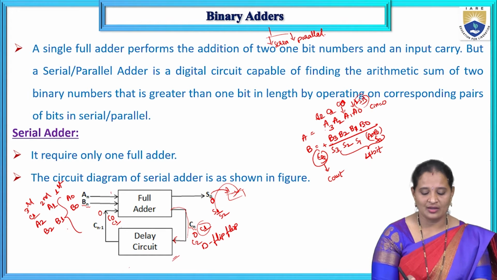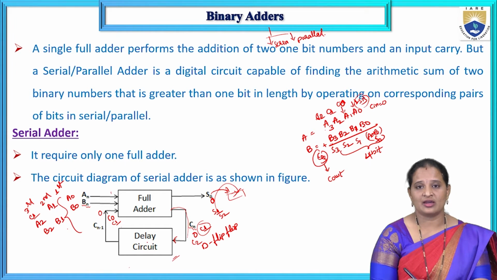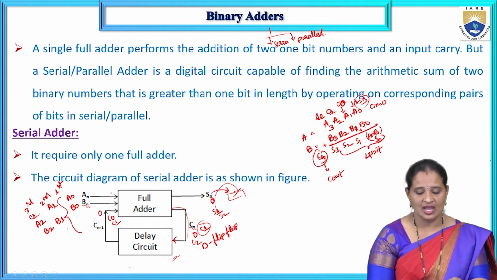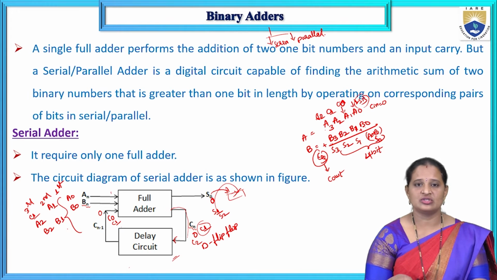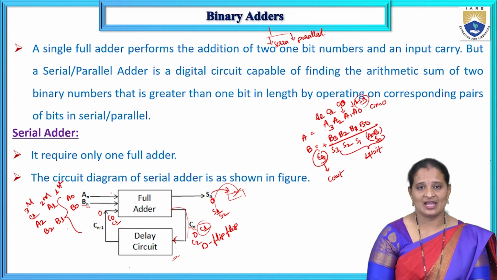So it can be used to store the carry from the previous section, and it is given as the input to the full adder, so that it performs the addition of 3 bits and produces the sum and carry again. So like that, the bit by bit are applied to the inputs of full adder, and the addition is performed, and the sum bits are stored here. This is the serial adder.